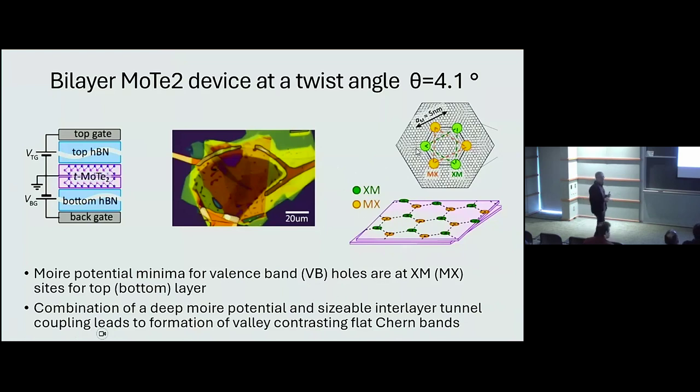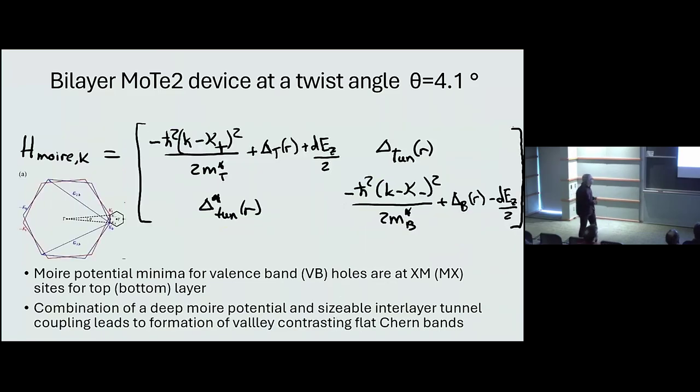So if there is hybridization between these 2 layers, then we'll have a honeycomb lattice, relying on hopping of the holes from these XM to MX sites and so on. And it is really this presence of sizable interlayer tunnel coupling that is essential for the emergence of the valley contrasting Chern bands. Okay, so this is the only equation I have. I really like it, so that's why I want to show it. And I don't like writing equations in transparencies by LaTeX, so it's all handwritten.